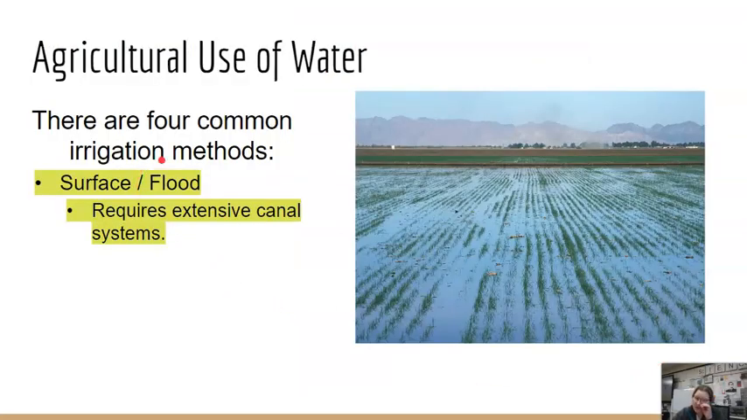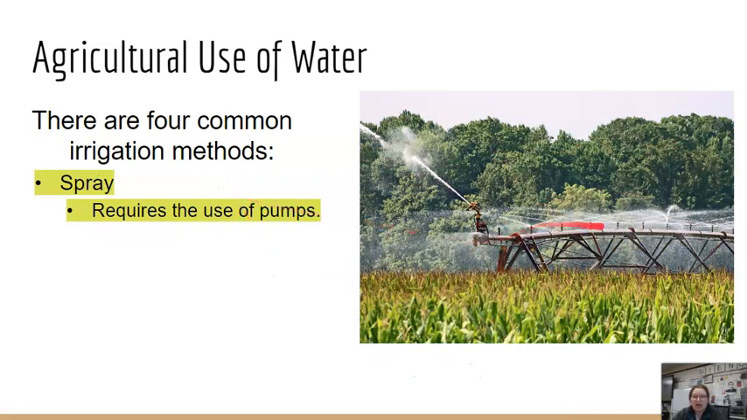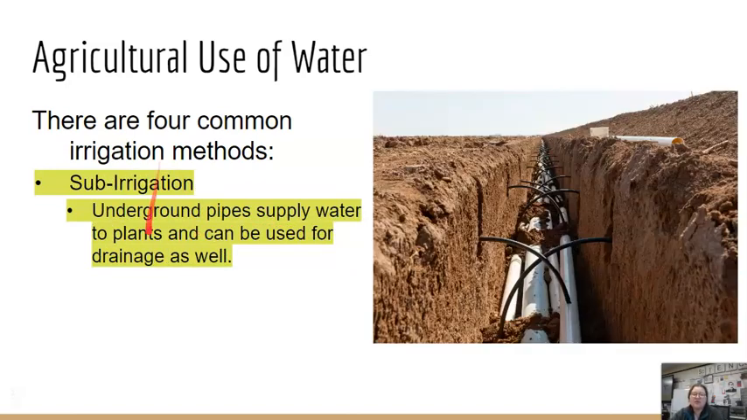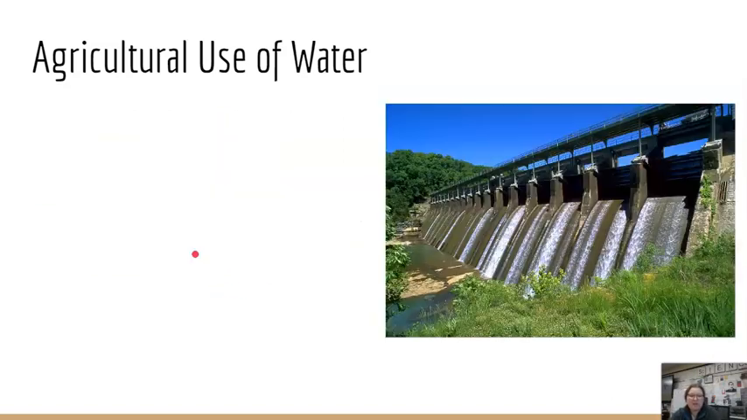So there are 4 common irrigation methods. There's surface or flood, and this requires extensive canal systems. We're literally flooding the plain. There's spray. You'll see these a lot around Oklahoma, especially on the sod farms. This requires the use of pumps. There's also trickle, which is good if you have your crops very neatly in rows. It's strategically placed openings that deliver water directly to the roots of plants. And then there's sub-irrigation, which can be good, but takes a lot of planning ahead and money, obviously. Underground pipes supply water to plants and can be used for drainage as well.